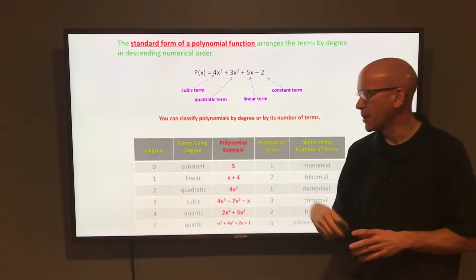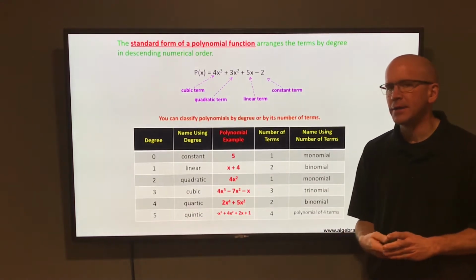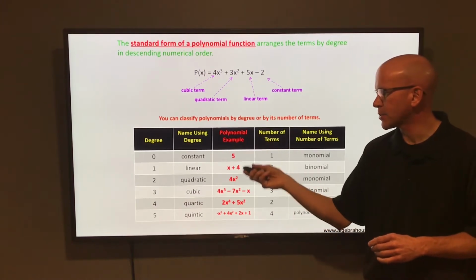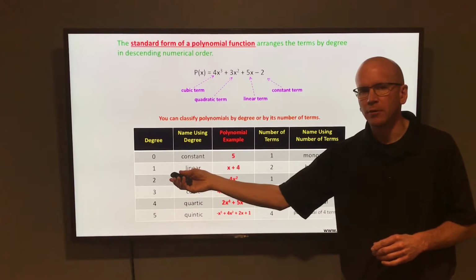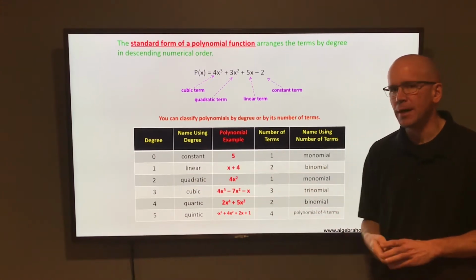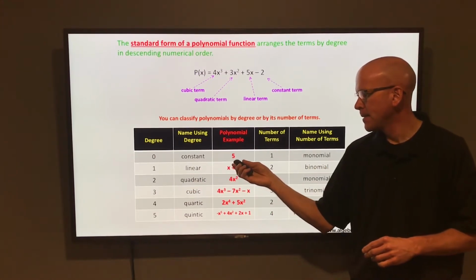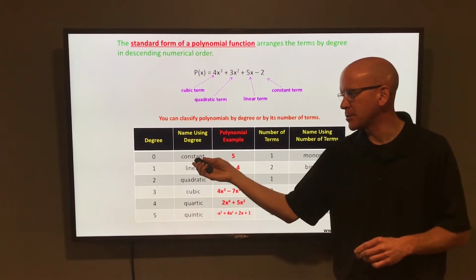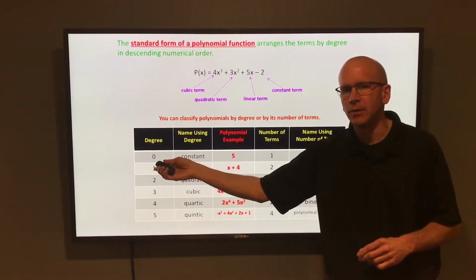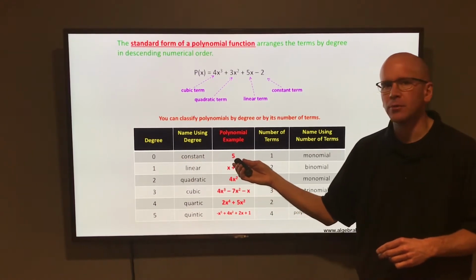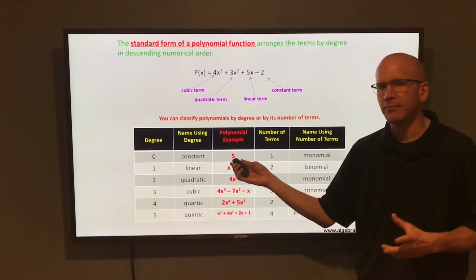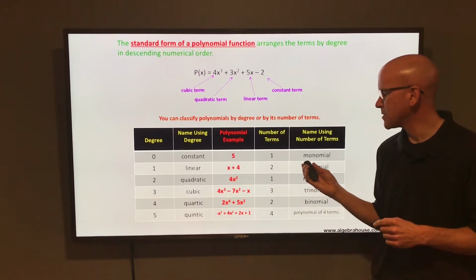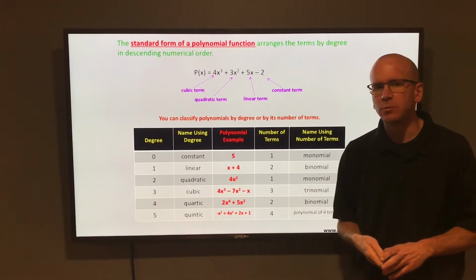You can classify polynomials by degree or by its number of terms. So here we have a chart. Polynomial examples are in the middle. We're classifying by degree on the left and by the number of terms on the right. First up is 5. The number 5 is a constant term. The degree is 0. So the degree on a constant term is 0. By the number of terms, there's one term there. That 5 is just one term. That is a monomial. The prefix mono means 1.